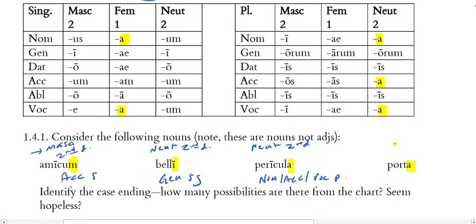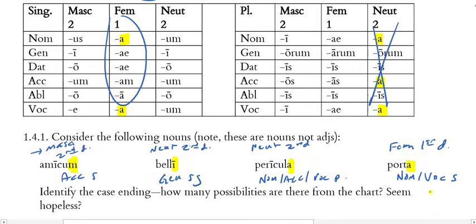But what if you knew that this was a feminine first declension noun? Would that help you simplify the process? Absolutely, right? Because it's feminine, I can eliminate all of my neuter possibilities and look only in the feminine first declension column. And I've got 2 possibilities here, right? This could be nominative or vocative singular among the feminine first declensions.